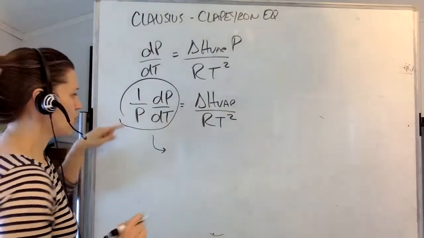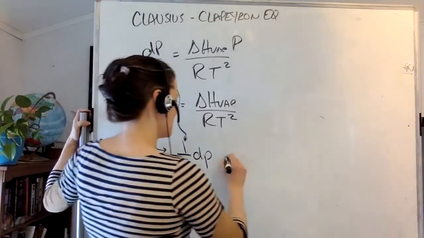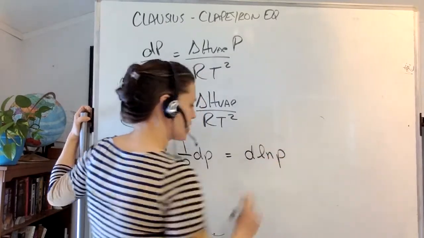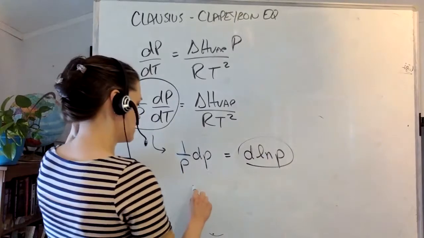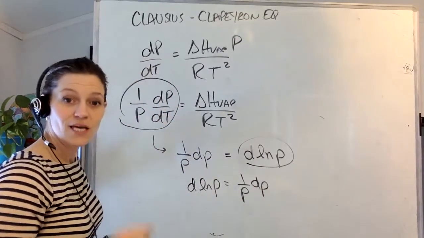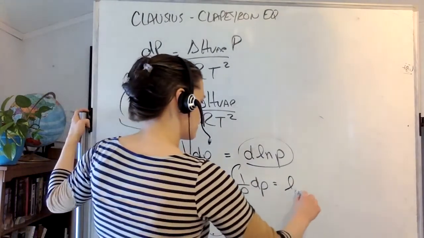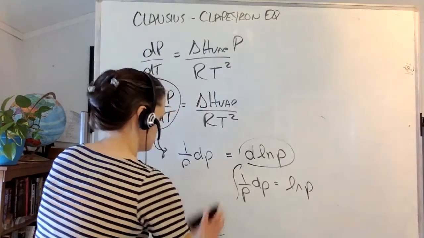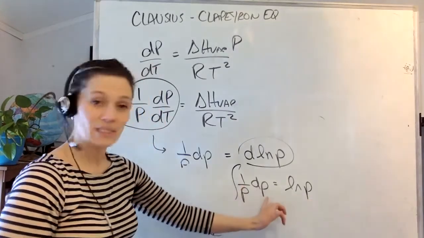So 1 over P dP is the same as d log P. All right, let's double check that. If I were to take the derivative of the log of P, so d log P, that would give me 1 over P dP. Just like if I were to integrate, the integral of 1 over P dP is equal to log P. So if I take the antiderivative of this, I get log P, which means if I take the derivative of log P, I get 1 over P dP.